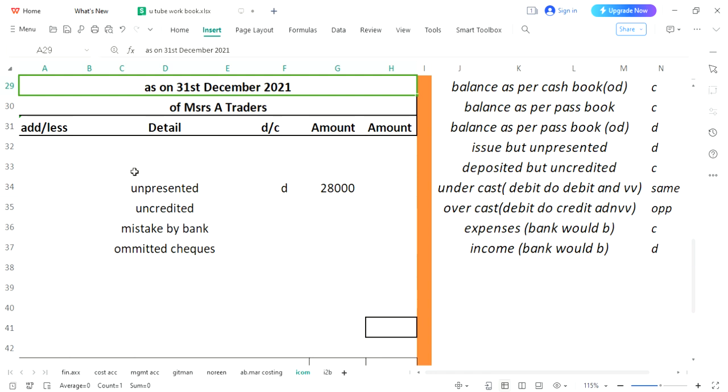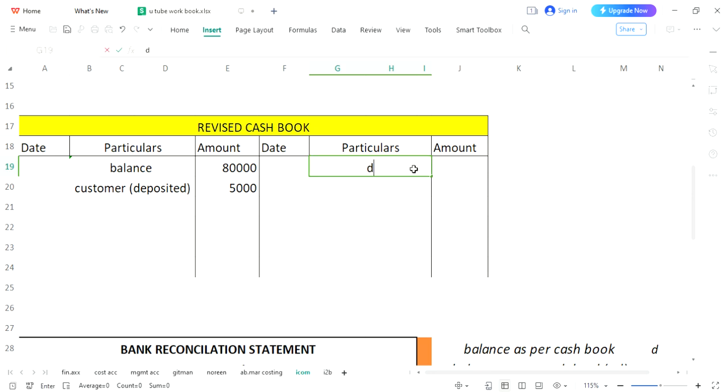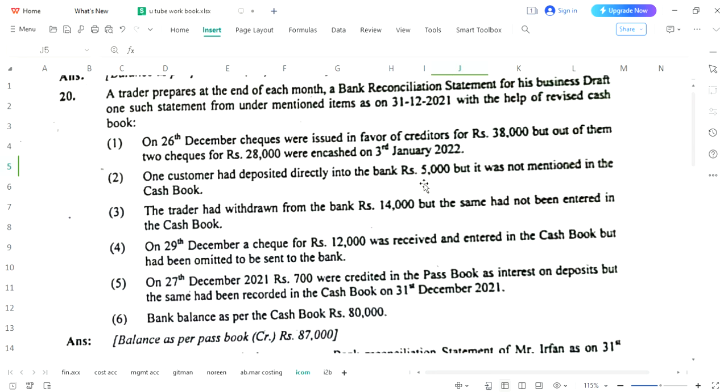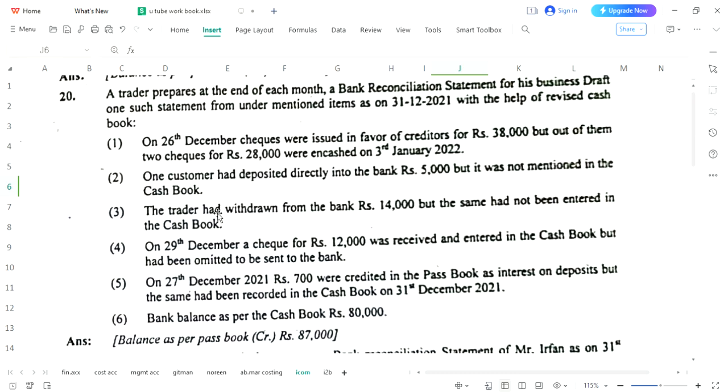Since the withdrawn amount is not written over here, only 4 entries would be part of BRS. So that is why it would be entered in the cash book. So the amount is drawn. You will write cash and for the reference you will use drawn. The amount was drawn from the bank, 5,000, drawn 14,000. So just write it down over here. Trader withdrawn, cash 14,000. Number 4 entry.